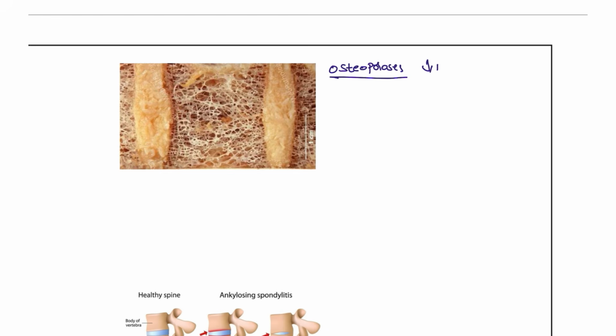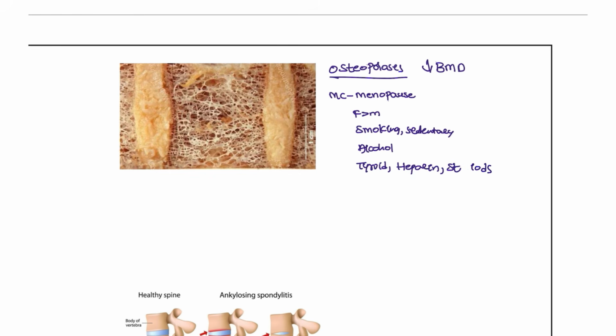Most commonly, this patient has decreased bone mineral density. Right, this is due to decreased bone mineral density. What are the most common causes? Menopause. Post-menopausal patients are most commonly affected, and females are more affected than males. Also habits like smoking, sedentary lifestyle, alcohol, and those who use drugs like thyroid medications can cause this, because bone mineral density is decreased. Heparin or anticoagulant drugs and steroids can cause it. Okay, these are the drug-related osteoporosis, and also cocaine, all of this can cause osteoporosis.